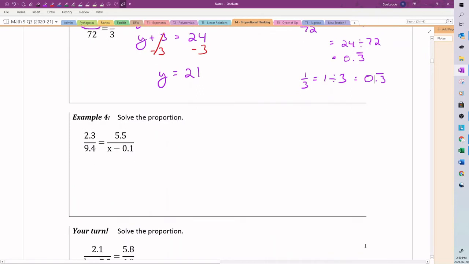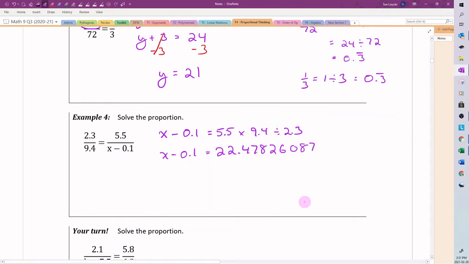All right, let's solve this one. So I've got x minus 0.1 equals 5.5 times 9.4 divided by 2.3. So x minus 0.1 equals, oh, this is an ugly number. It comes out to 22.4782687. Now, I certainly don't need all of those digits in my answer, but I do need to keep them all while I finish my calculations, okay?